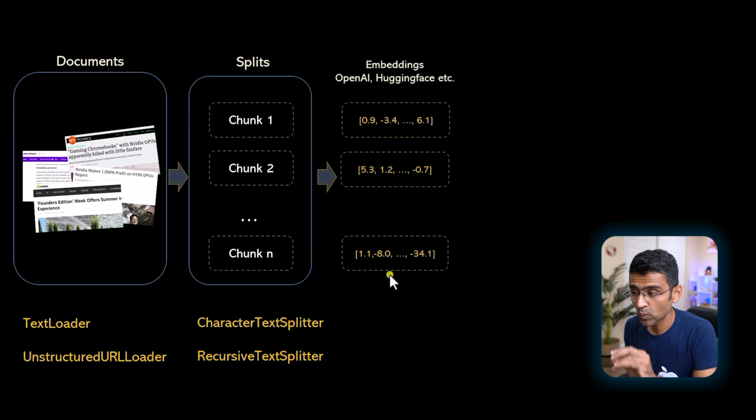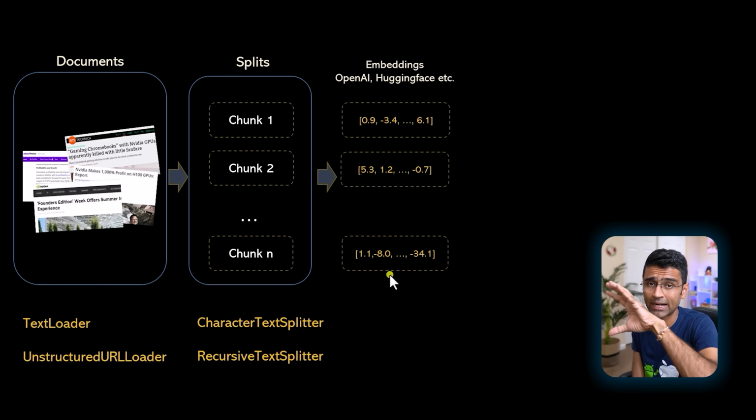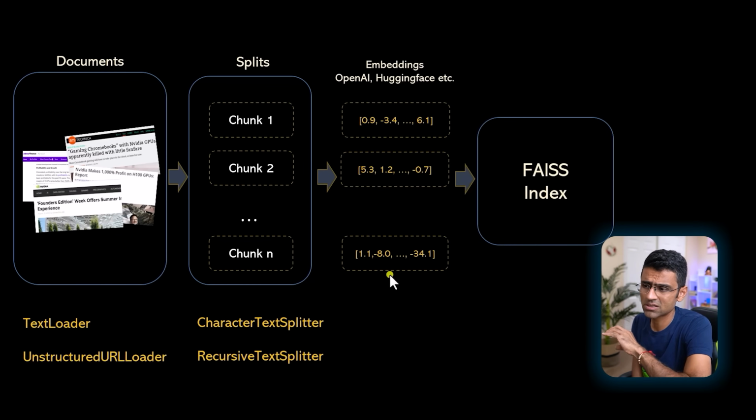And then we will store them into a vector database. So if we were using Pinecone or Milvus, we would have stored these into those proper vector databases. But for our project, we are just going to store them into a FAISS index. This is like an in-memory structure which can do a faster search on your vectors.